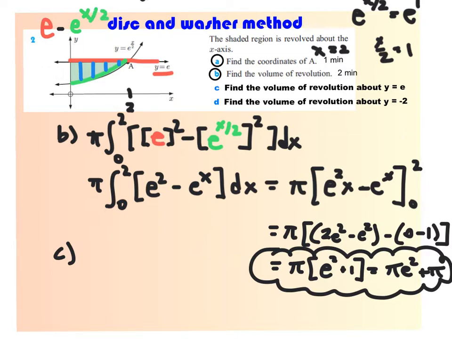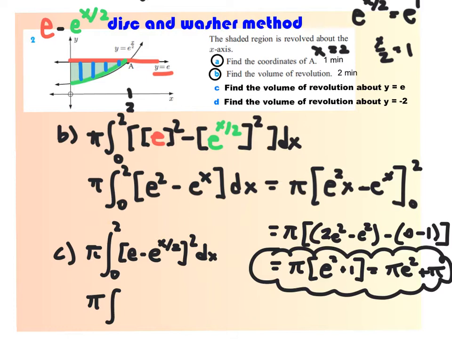Okay, so same limits of integration. The volume of this disk would be from 0 to 2 of (e minus e to the x over 2) squared dx. Recall, we're doing the disk method, right? This is f of x squared dx, right? F of x is this new value here. Okay, this is not washer method. Not washer method, this is disk method.